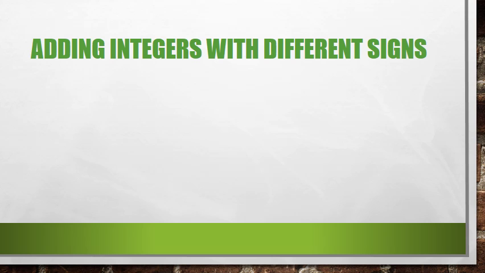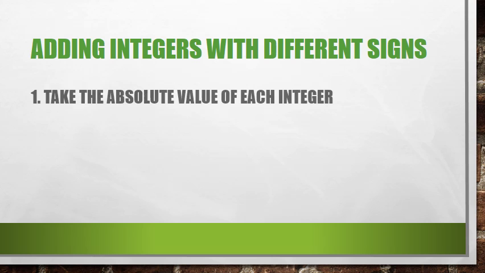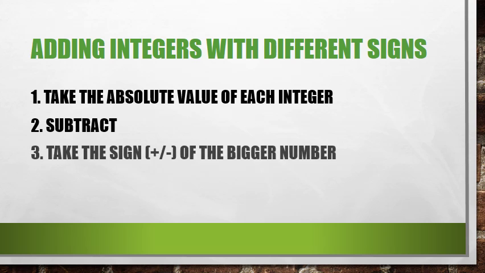Moving on to adding integers with different signs. First thing we need to remember to do is take the absolute value of each integer before doing anything else. After that, we subtract, and finally, with our answer, we take the sign, either positive or negative, of the bigger number in the original problem.